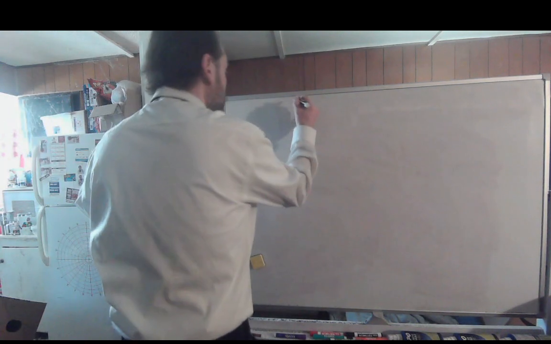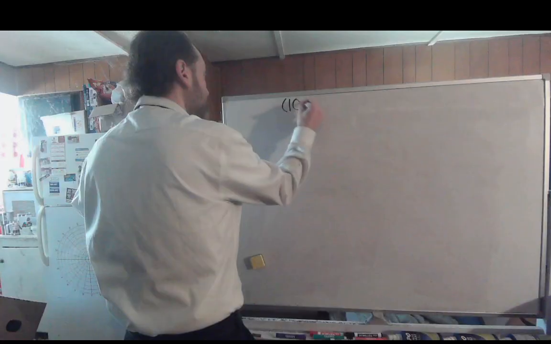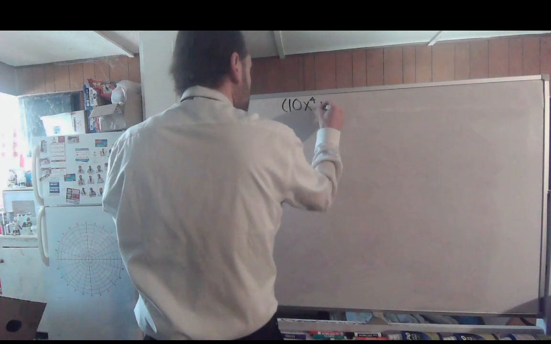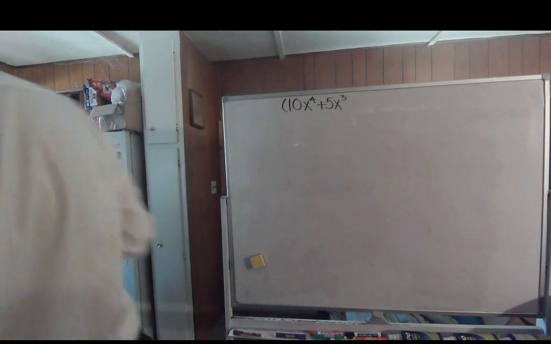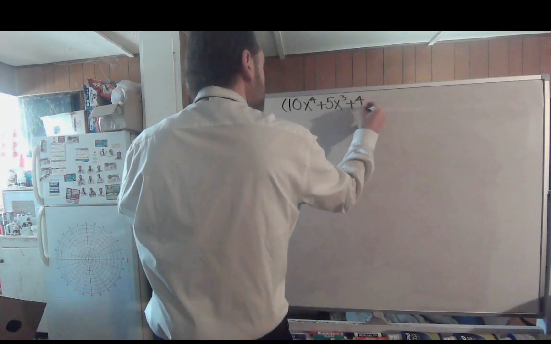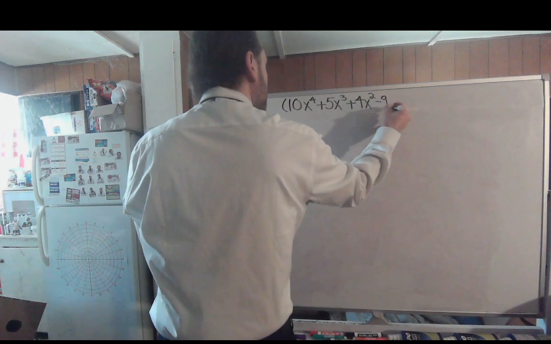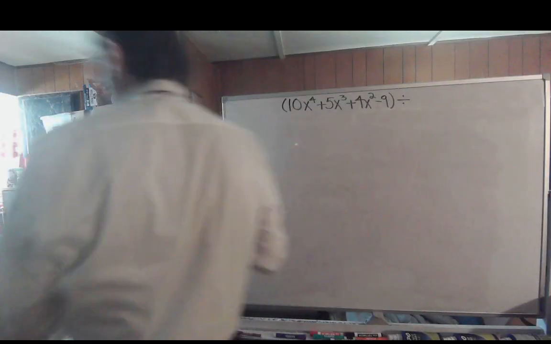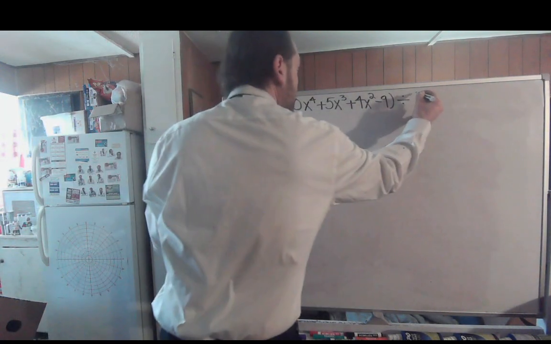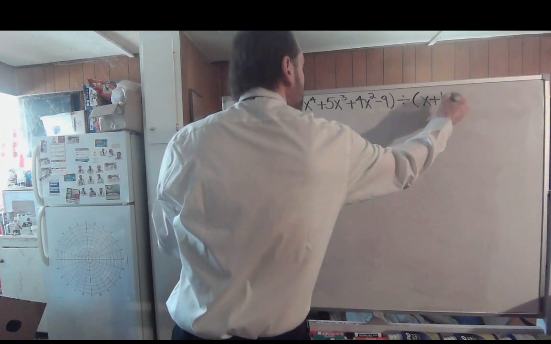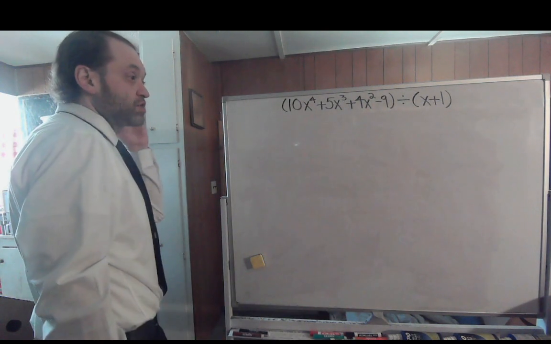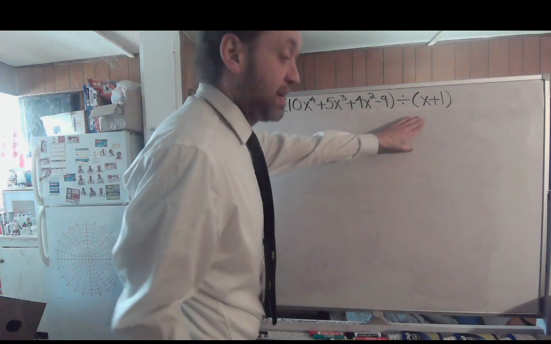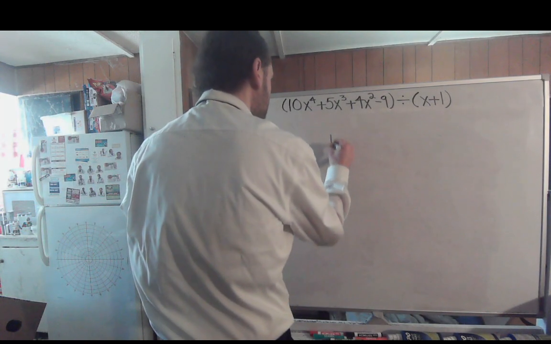All right, how about this one? 10x to the fourth plus 5x to the third plus 4x squared minus 9, all that is divided by x plus 1. So 10x to the fourth plus 5x to the third plus 4x squared minus 9, that whole polynomial divided by x plus 1. So let's set up our table again here.